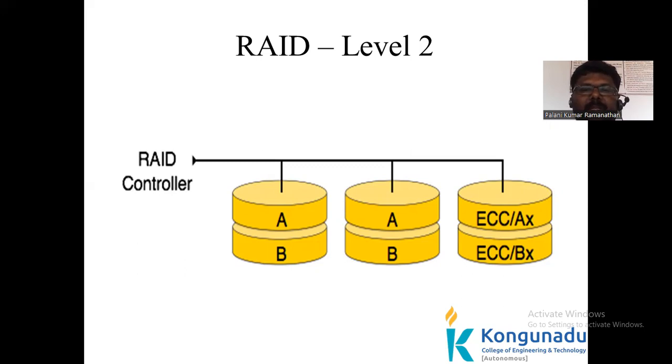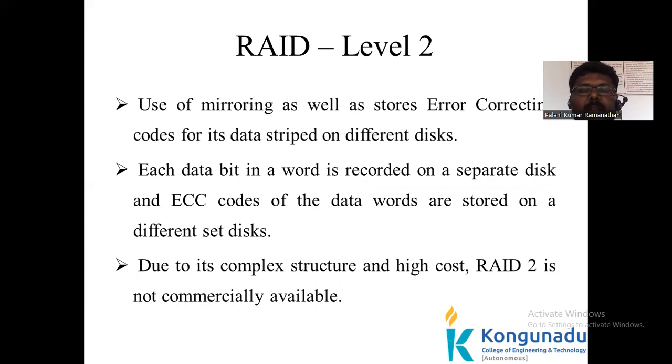Along with the mirroring technique, it is going to use error correcting code bits corresponding to the particular bit. So what is the purpose of error correcting codes? Whether we are sending correct data, the receiver is receiving correct data from the center. So again, the same definition: use of mirroring as well as storing error correcting codes for its data striped on different disks. So each data bit in a word is recorded on a separate disk, and the ECC codes of the data words are stored on a different set of disks.